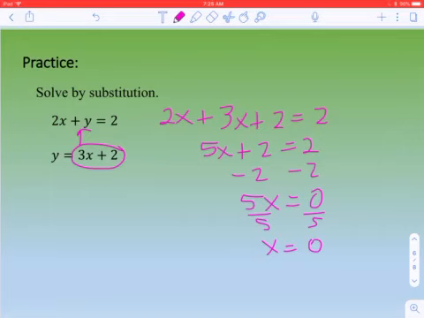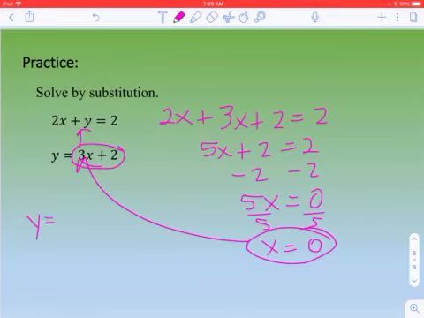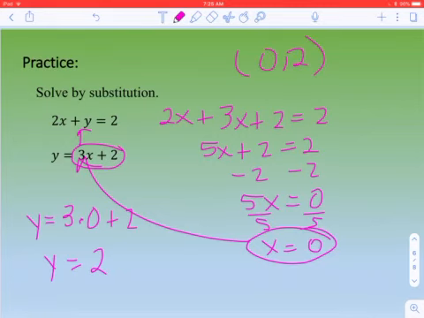So now I'm going to take that x is equal to 0, and I could put it into either one of the two equations. I'm going to take this x is equal to 0, and I'm going to put it into this equation. So I have y is equal to 3 times 0 plus 2. So that means y will equal 2. So my solution is going to be the ordered pair 0, 2. And if you substituted it back into the equation to check, 2 times 0 is 0, so 0 plus 2, that equals 0. And then y is 2, so 2 equals 0 plus 2, and that's a true statement.